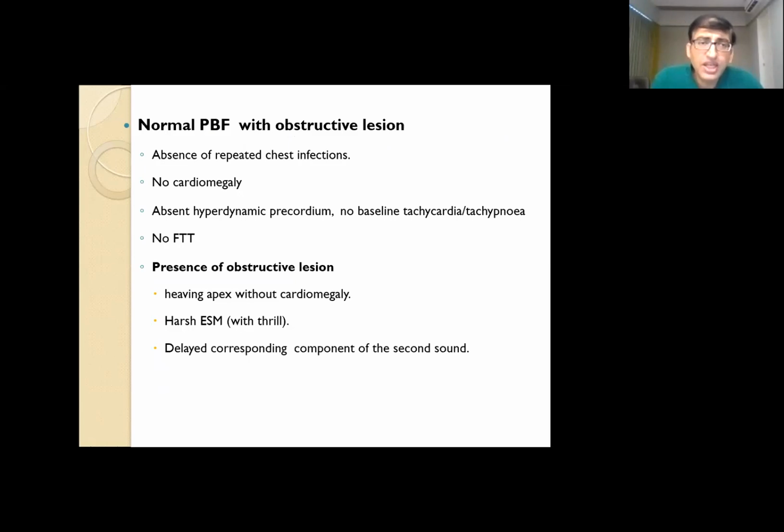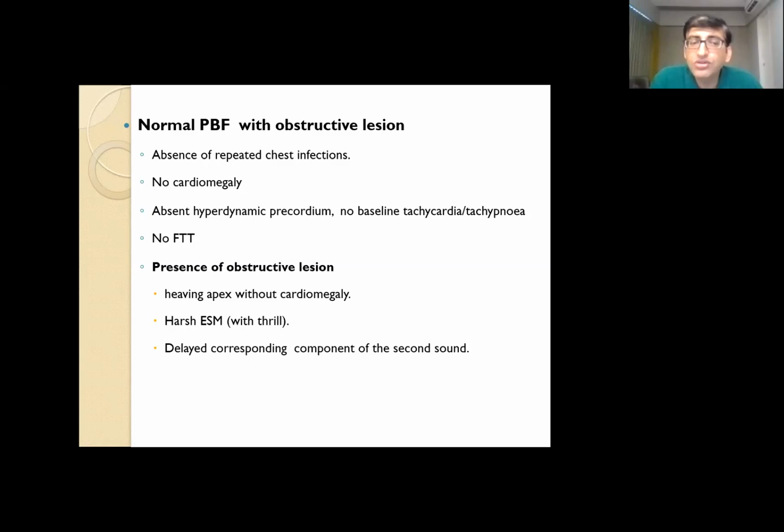So what will be there if the patient is having a normal pulmonary blood flow? You will have a normal precordium. There will be no hyperdynamic precordium. There will be no history of repeated lower respiratory tract infection. There will be no baseline tachycardia. There will be no failure to thrive. All stenotic lesions will grow healthily because a large volume of blood is not required to be ejected. The volume overload is not there. There is only pressure overload.